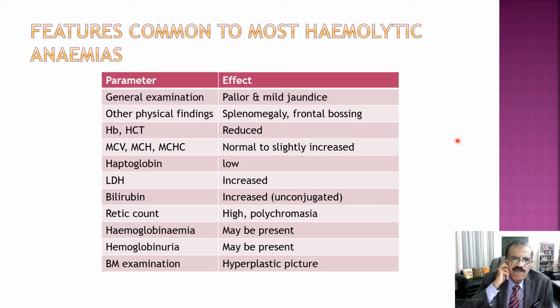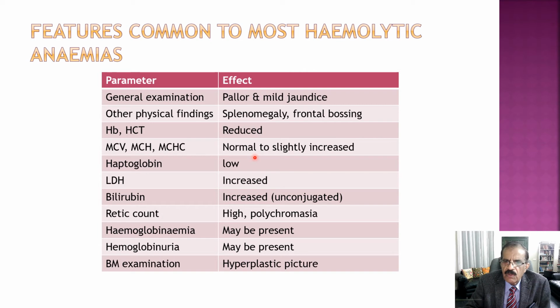Now, these are the features common to most hemolytic anemias. These features will be present in most hemolytic anemias, but then there are some laboratory abnormalities and features which are specific to specific types of hemolytic anemias. On general examination, they will have pallor and mild jaundice, not very frank jaundice. On other physical examination, they may have splenomegaly, and if they have thalassemia, they may have frontal bossing. Hemoglobin and hematocrit will be reduced. MCV, MCH, MCHC may be either normal or slightly increased.